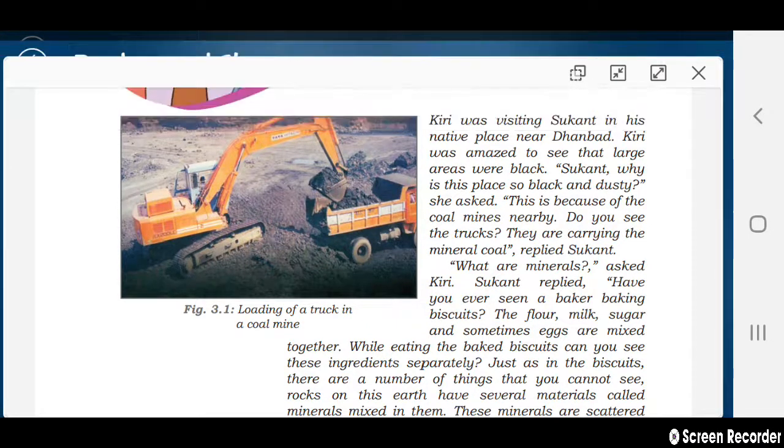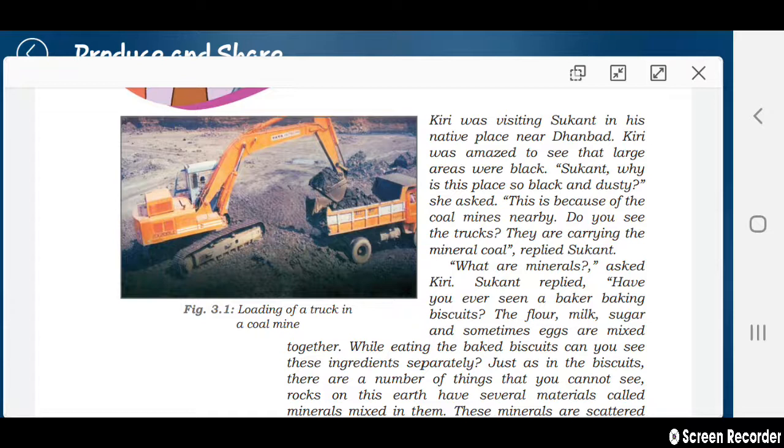Kiri, a girl, was visiting Sukant in his native place, which is located near Dhanbad. She was amazed to see that large areas were black. Near Dhanbad, she saw that large areas of soil were black. She asked her friend Sukant, why is this place so black and dusty?